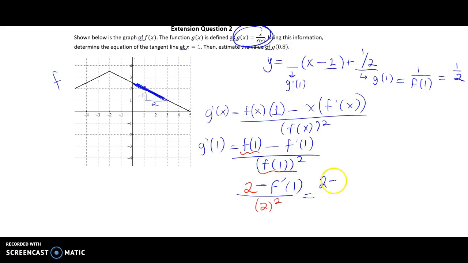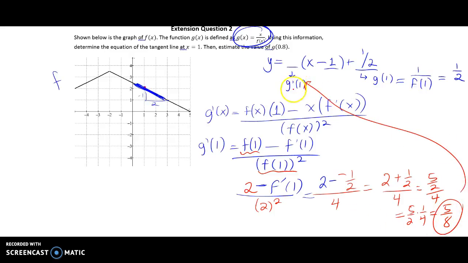This becomes 2 minus that slope of negative 1/2 over the 4. Doing some math, that's 2 plus 1/2 over 4, or 5/2 over 4, or 5/2 times 1 over 4, or finally 5/8, which goes up here. And there's the equation of my tangent line.